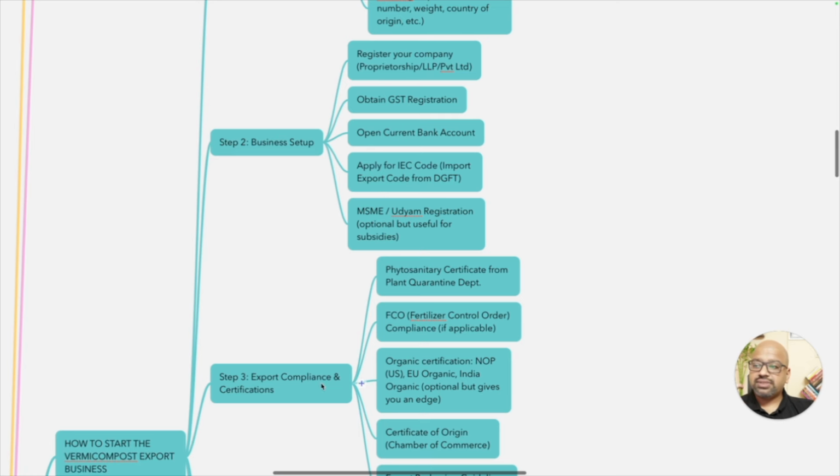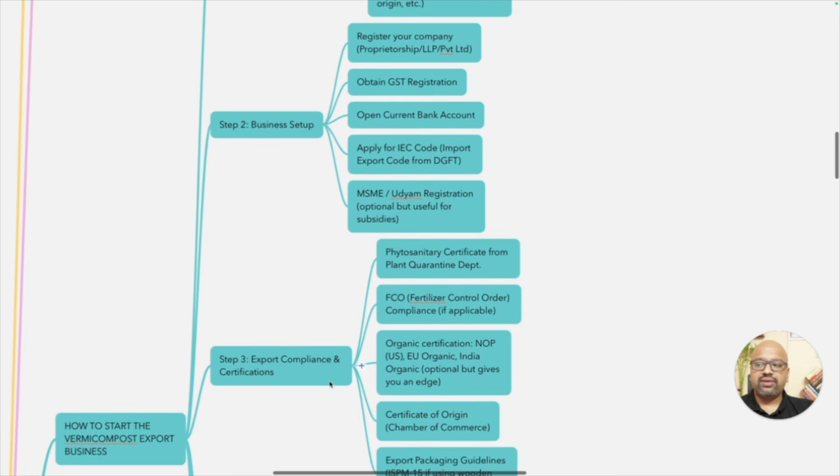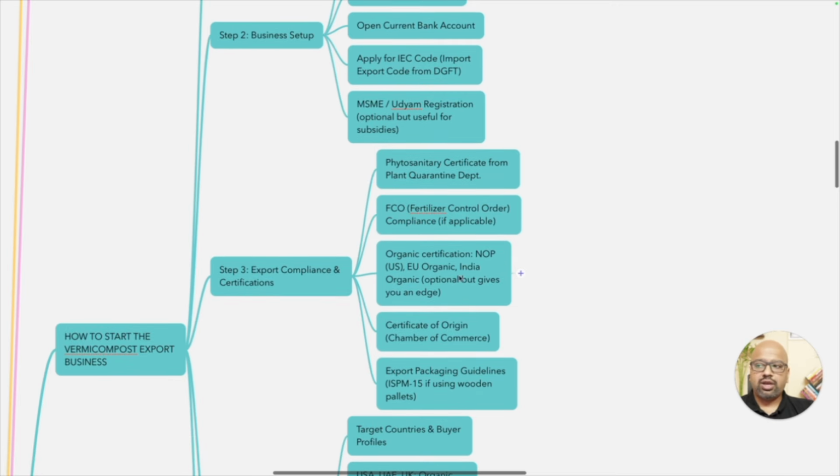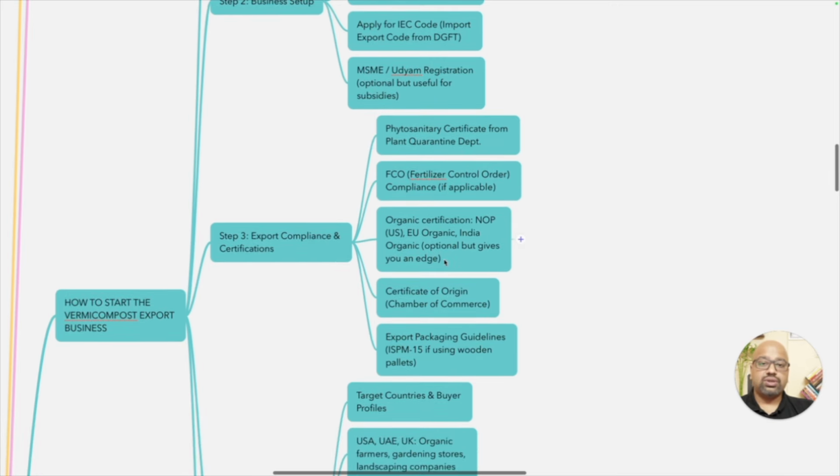Then come the export compliances and certifications. Normally there are no complex certifications here. It's the phytosanitary certificate, and the Fertilizer Control Order, if the buying country needs it. As Indian exporters, you really don't require this, but there are some countries who need some extra certifications, then you need to get it. Then NOP, and if you are looking towards the European market, there are other additional certifications that you need to get.